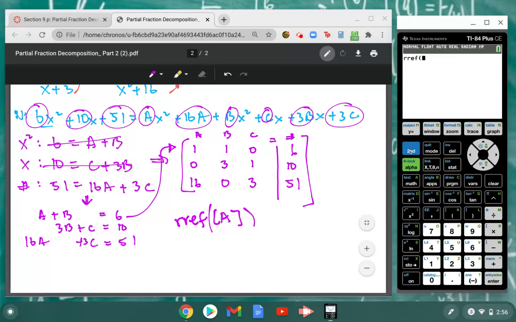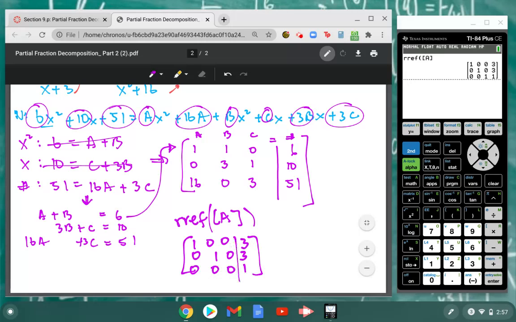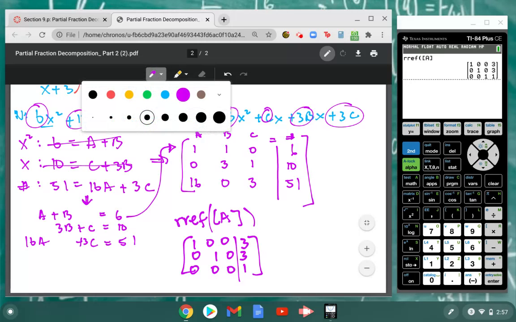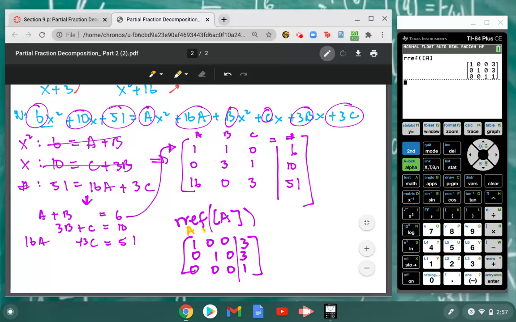So I'm going to go back to my matrix menu. Now I'm going to go to names, and I just hit enter because my matrix is right there. I go ahead and hit enter. And it gives me this: 1, 0, 0, 3, 0, 1, 0, 3, 0, 0, 0, 1. Remember what these represented. These represented each of my letters. A was the first column, B was the second column, and then C, then my equals, then my numbers.